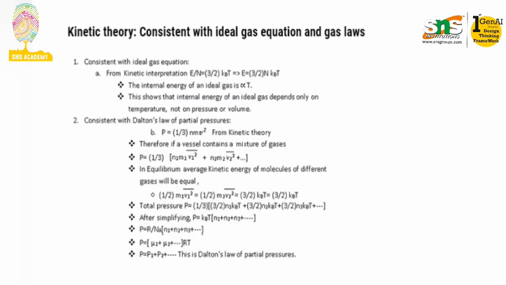For the total pressure, we have to add it up and simplify, and we get P is equal to (mu1 plus mu2 plus mu3 and so on) times RT. RT is a constant, so we have P is equal to P1 plus P2 plus P3 up to Pn, which is nothing but Dalton's law of partial pressure.